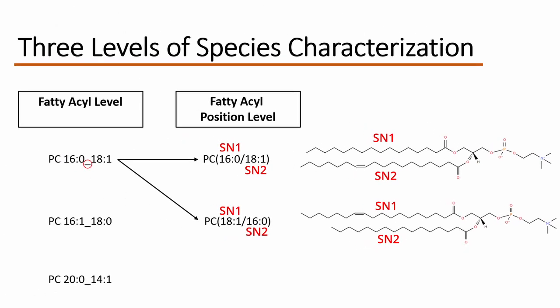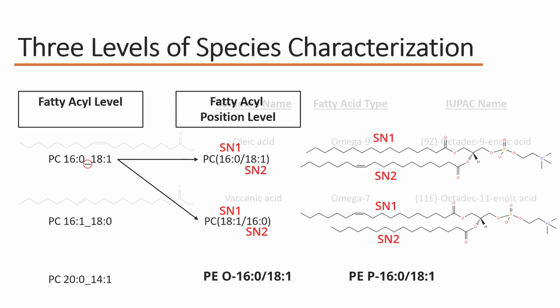The determination of fatty acid position is another level of characterization. There are some cases within our assay where the positioning is certain, and those species will be annotated accordingly using a slash. These cases include ether or vinyl ether-linked phosphatidylethanolamines.